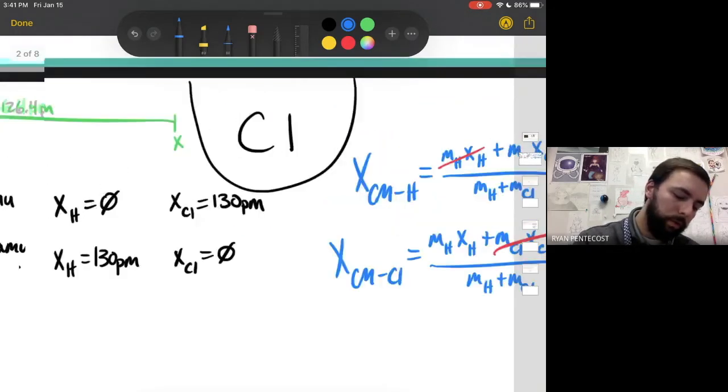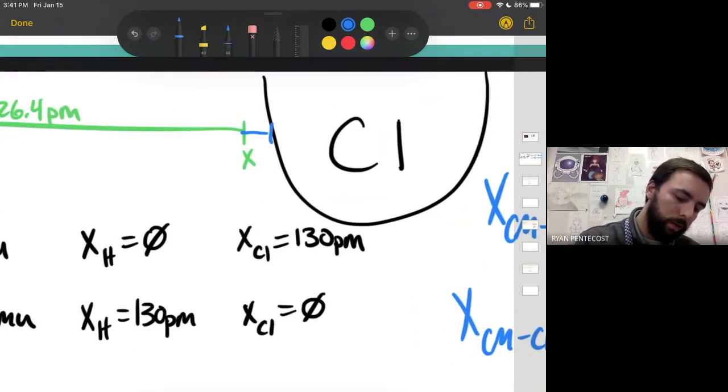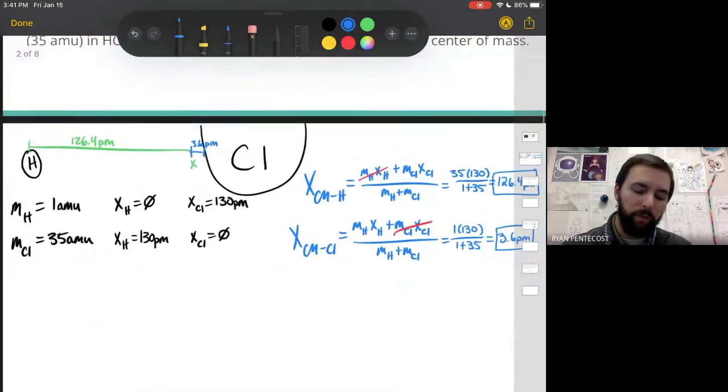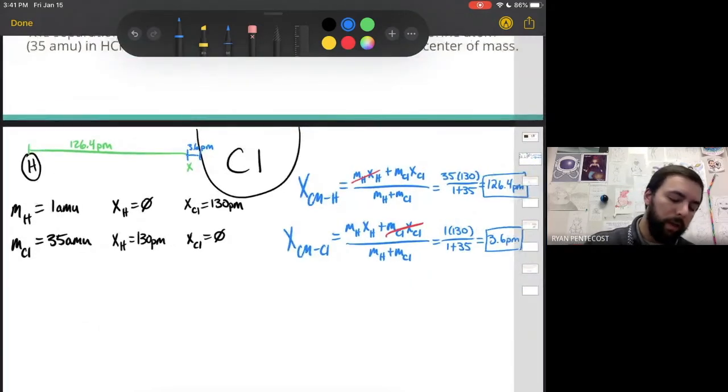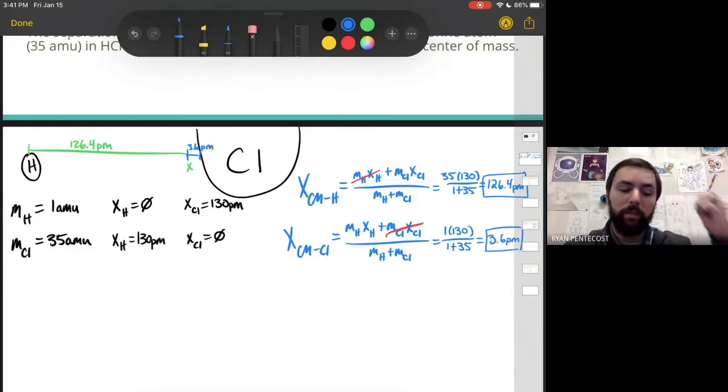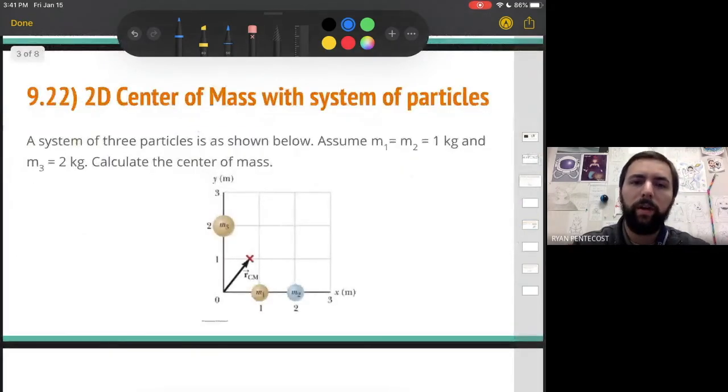So if we come up here, notice that there is only 3.6 picometers left. If you add those up, it actually gives us the full 130 distance between the two. So if we find the distance relative to chlorine, it's really close to chlorine, which makes sense because chlorine has most of the mass of this two-particle system. If you do it relative to hydrogen, you'll notice it's really far away because hydrogen has a lot less of the mass in this system. Okay? So that's how we can use the particle method to find the center of mass.